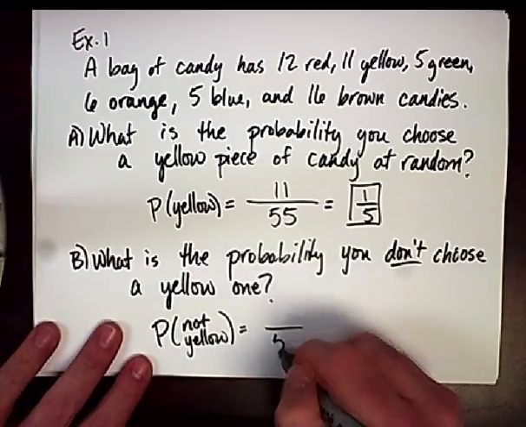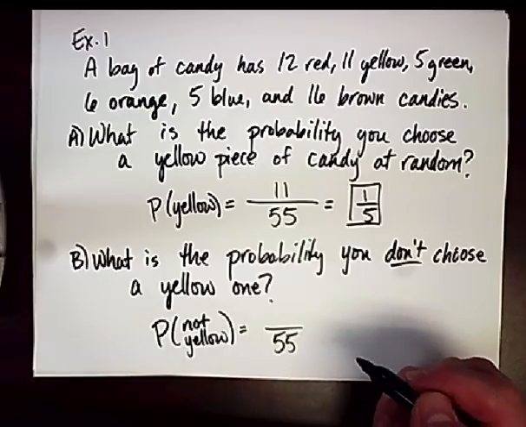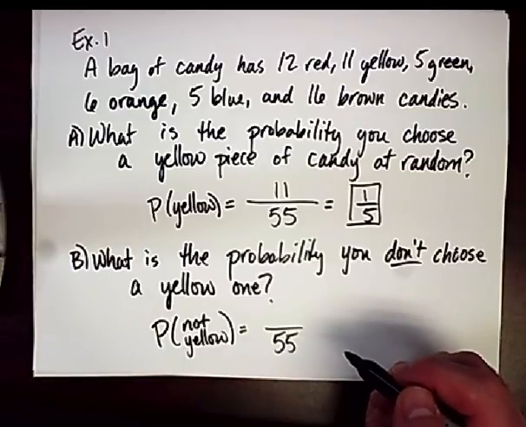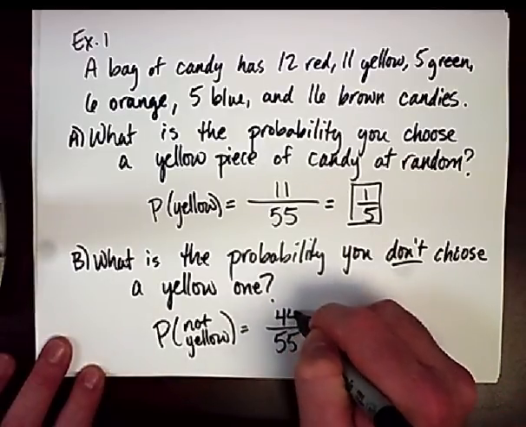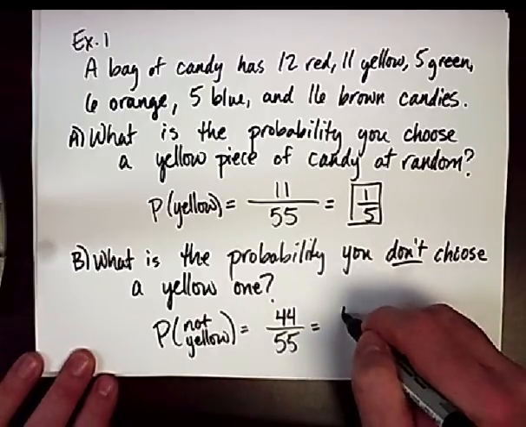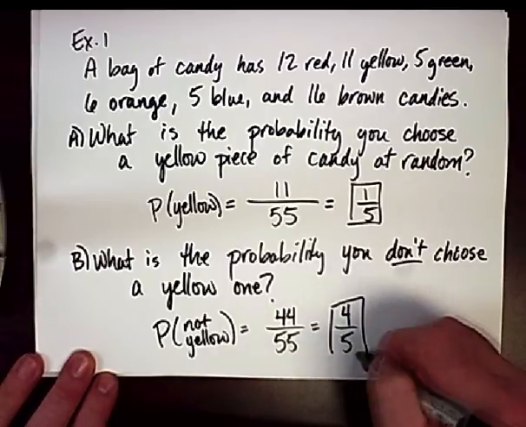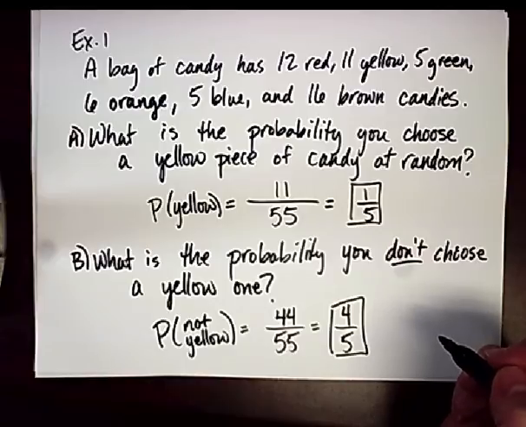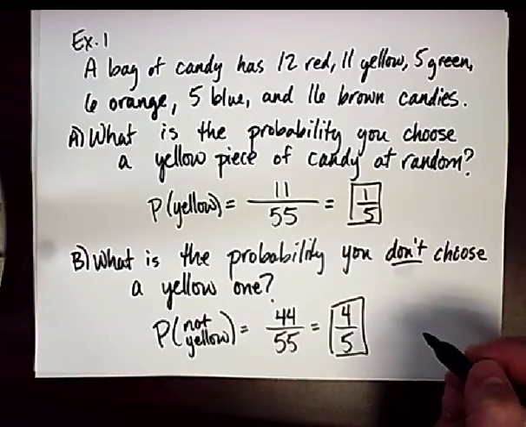Well, there's still 55 total pieces. How many of them are not yellow? Well, if 11 were, then there are 44 that are not. And that reduces to 4/5. So you've got a 4 out of 5 chance of drawing one that is not yellow, okay?